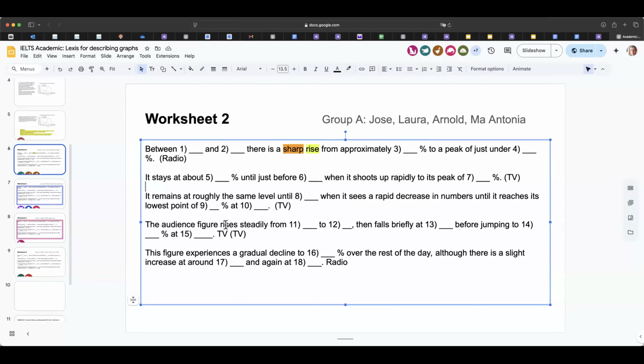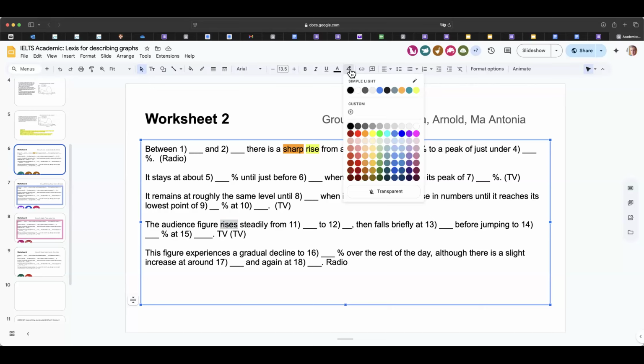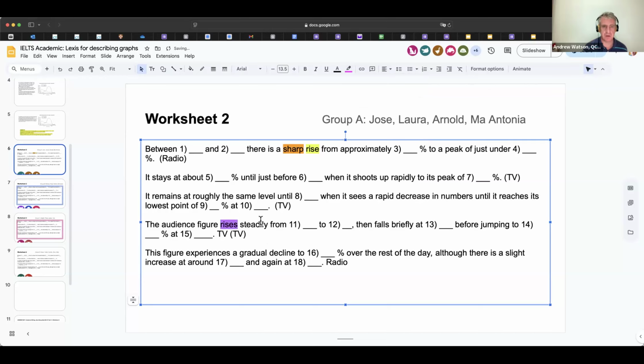Now, rises, is that a verb or an adverb? A figure rises, that's a verb. It's a verb, yeah. So let's put that a different color.